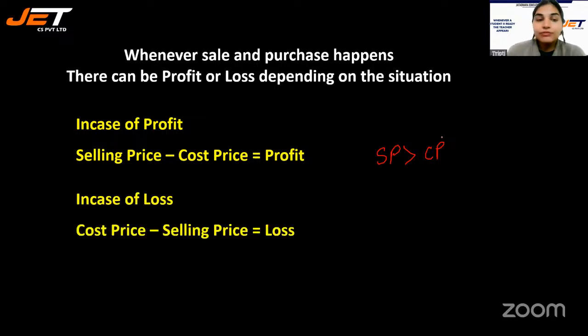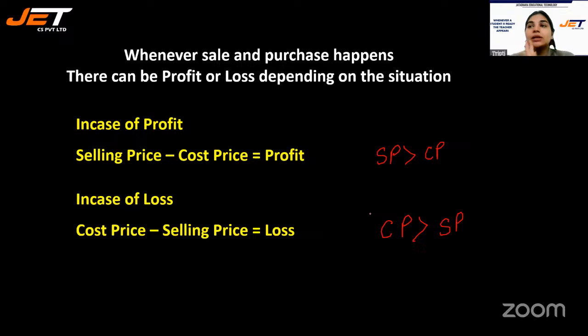And in case of loss, how can you find the loss? Cost price minus selling price. If cost price is more than the selling price, that means it's loss. Okay, let me reiterate what is profit and what is loss, and what is selling price and what is cost price. So selling price is the price at which you are selling a commodity. And cost price is the price at which you are buying the commodity.